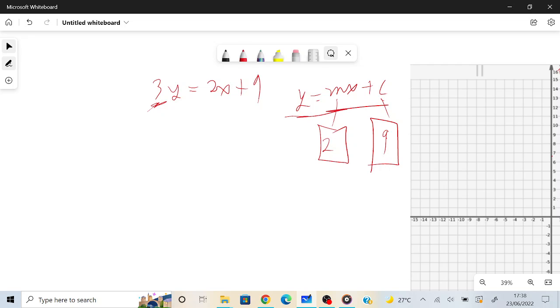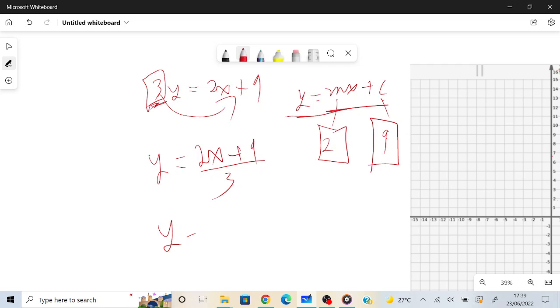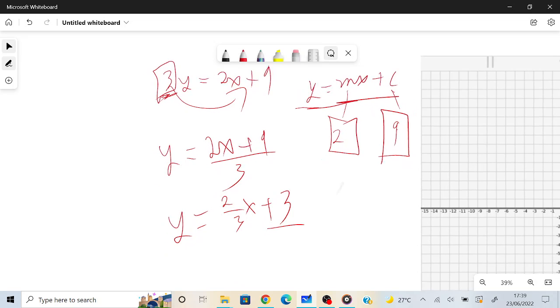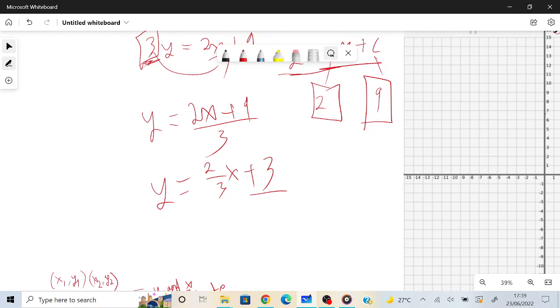So what do you do to get rid of this coefficient? You take it over to the other side. So this basically becomes y equals 2x plus 9 all over 3. Simplifying this, it is just y equals 2 over 3 x plus 3, because 9 divided by 3 gives you 3. So now you have the equation in the form of y equals mx plus c.